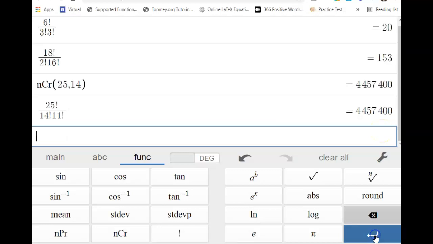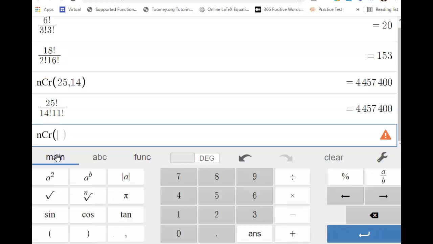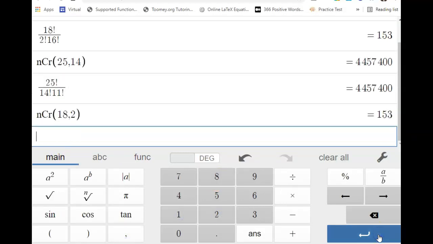Along those same lines, let's just go ahead and redo this one. This was 18 taken 2 at a time, right? So let's use this nCr here, and we'll do 18, comma, 2. And look, we get the same answer, 153. Okay, so you've got options on how you actually type it in.